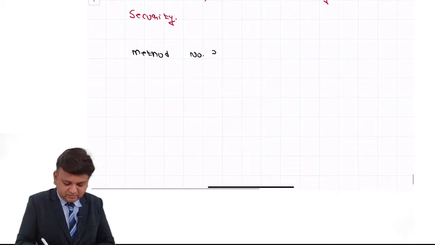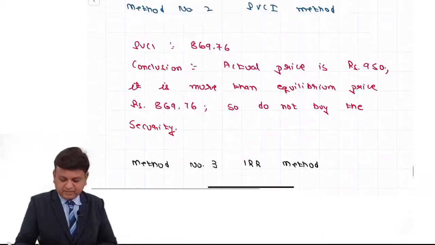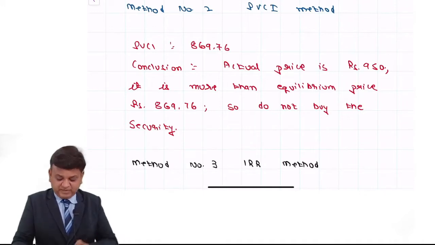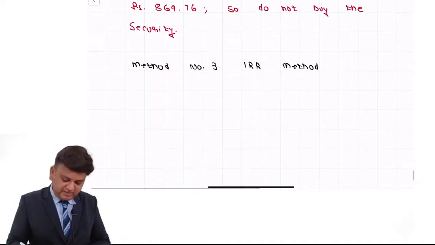Method number 3, IRR method. Now friends, in case of IRR method, we understand that it is a return method, we can say.